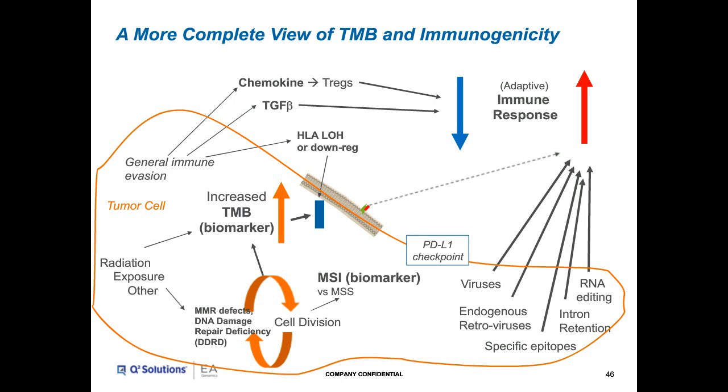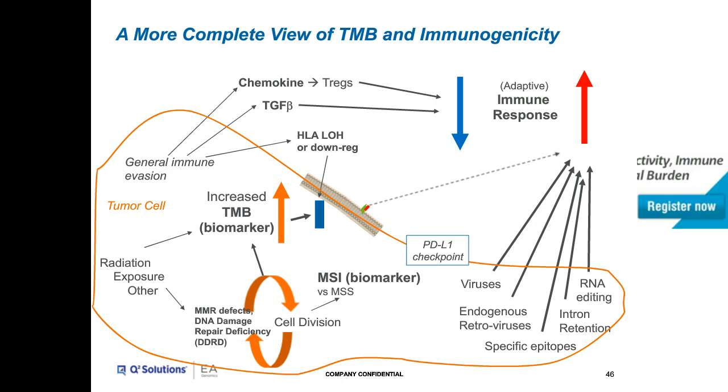at the cell surface. Or there are other general immune evasion techniques in terms of expressing chemokines that affect Tregs that downregulate the system, or expressing TGF-beta. And then, of course, there's the ones that I mentioned that in one sense are not directly related to mutational burden, such as viruses or endogenous retroviruses or potentially intron retention. Those may be driving up immune response, but not directly tied to mutational burden.